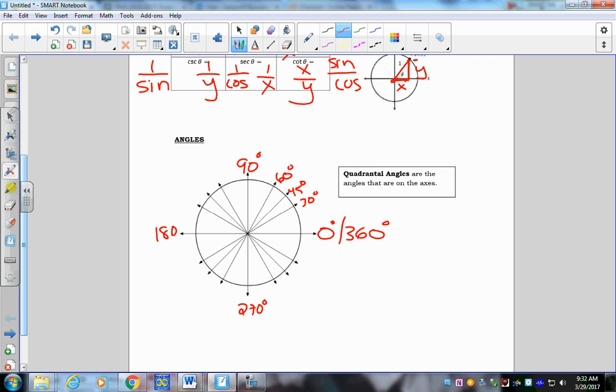All right, now we move to the left. I've got 120, 135, and 150.